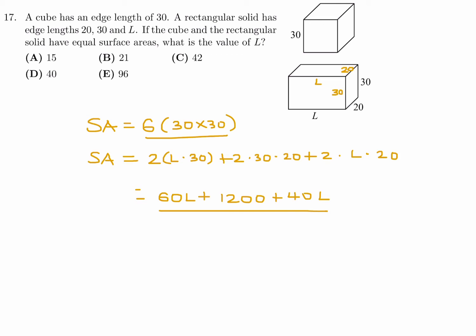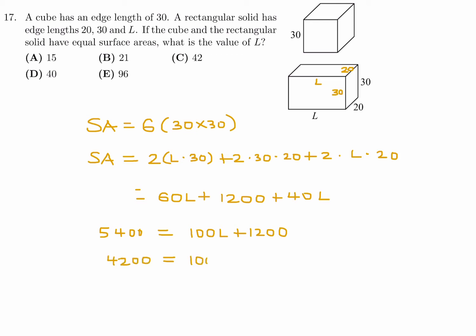They told me that they have equal surface areas. So equate them. And this side here, that's 6 times 30 times 30 is 5400. And then this side becomes 100L plus 1200. And bring the 1200 over and you get 4200 is 100L. And therefore L is equal to 42. So number 17, the answer is C.